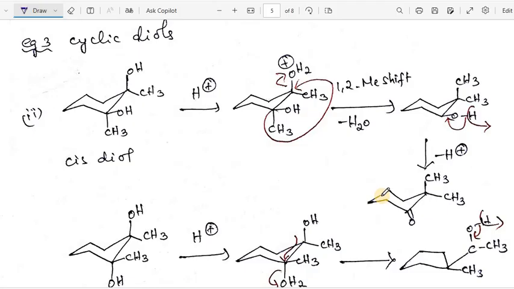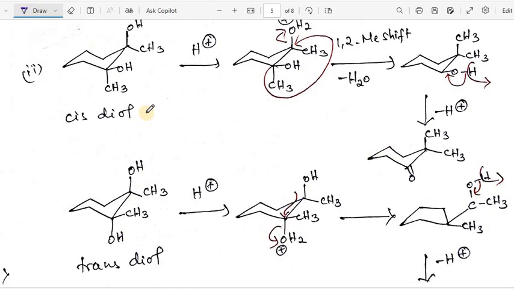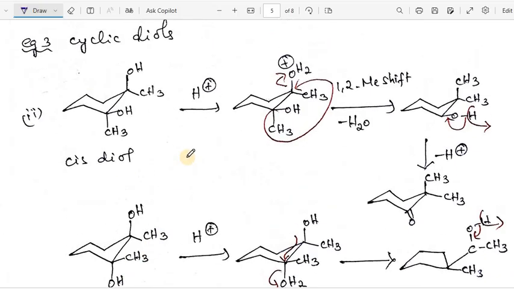Coming to cyclic diols, cis diol and trans diol. Let us consider cis diol and trans diol in this Pinacole-Pinacolone rearrangement. In cis diol, the first step is protonation. So the protonation occurs on this OH. What is the next step? Removal of H2O. Dehydration is the next step.